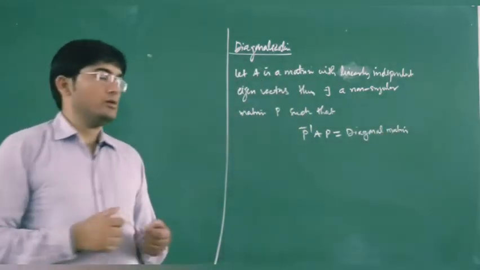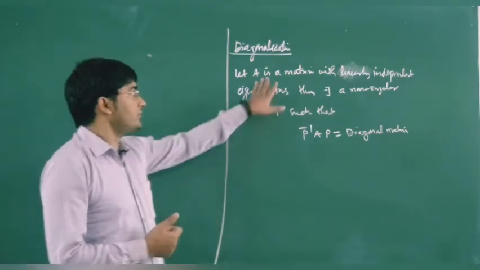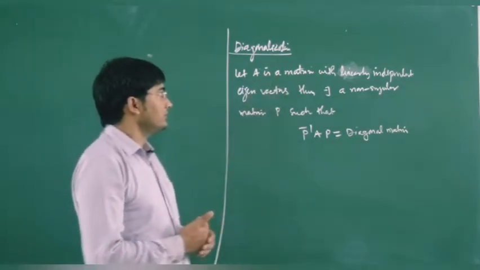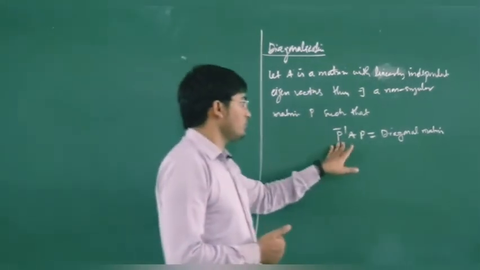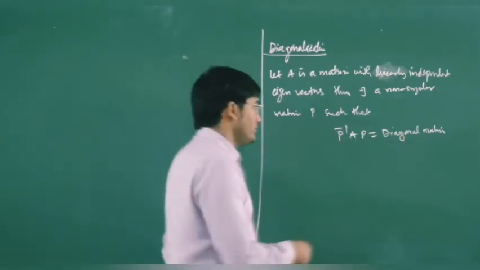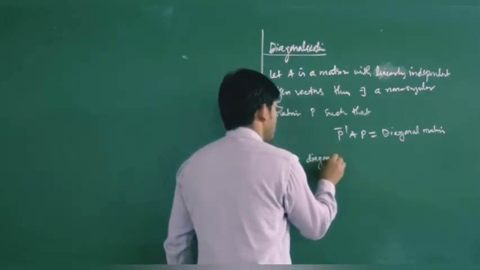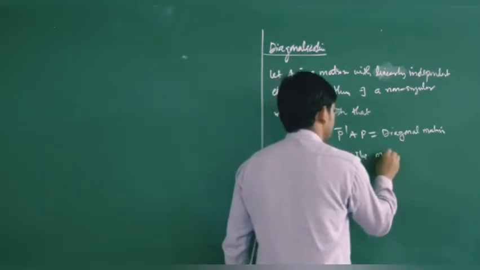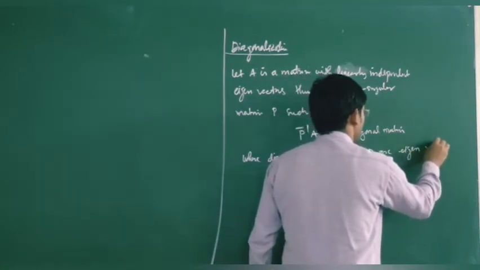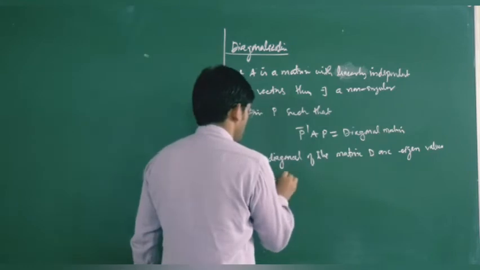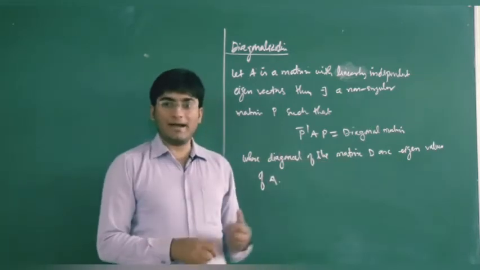So if A is a square matrix of order n with n linearly independent eigenvectors, then there exists a non-singular matrix P such that your P inverse AP is the diagonal matrix D, where the diagonal of the matrix D are the eigenvalues of the matrix A.